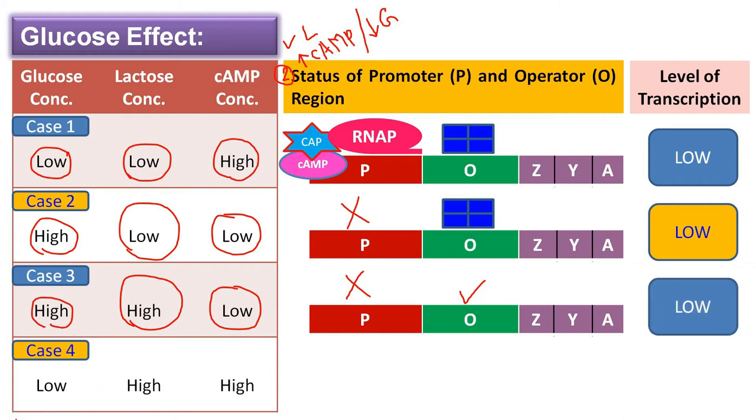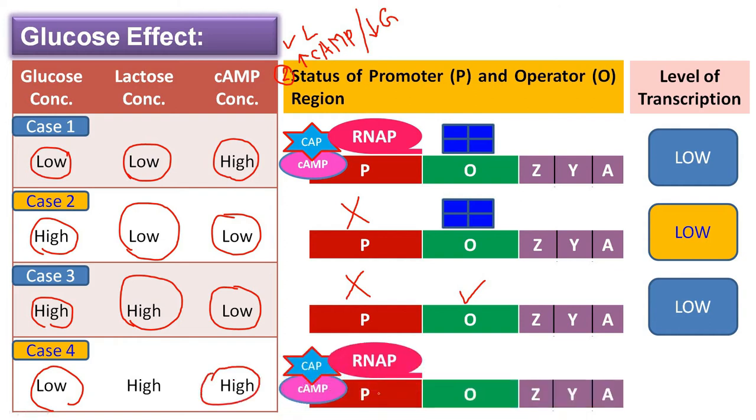Now the case 4, here both the conditions are fulfilled. The level of glucose is low and the level of cyclic AMP is high. So the RNA polymerase will bind to the promoter efficiently, and second, the level of lactose is high, that is the inducer is present. It will inhibit the Lac repressor and thus prevents its binding to the operator site. So operator site is also free, and RNA polymerase is also present and binds to the promoter site. So there will be high level of transcription.